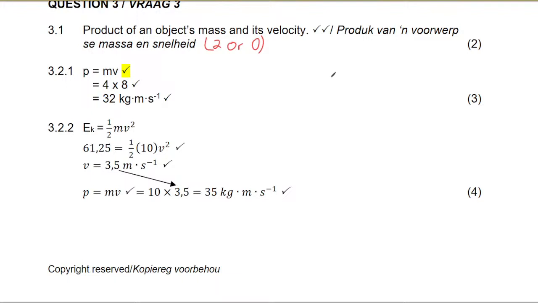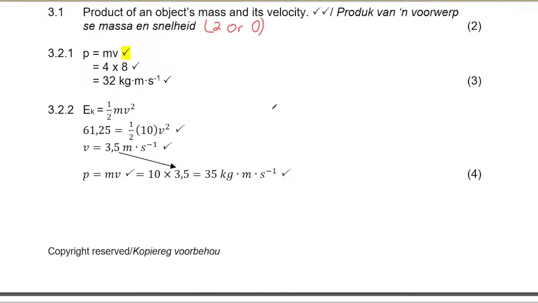3.2.2, momentum of ball B before collision. So you must remember, unlike ball A, for ball B we are now given the kinetic energy, not necessarily the velocity like in ball A. So what we are going to do here is figure out the velocity at that kinetic energy. We substitute the kinetic energy, that is half multiplied by 10, which is the mass of the ball, and then we are looking for V squared. So V is equal to 3.5.